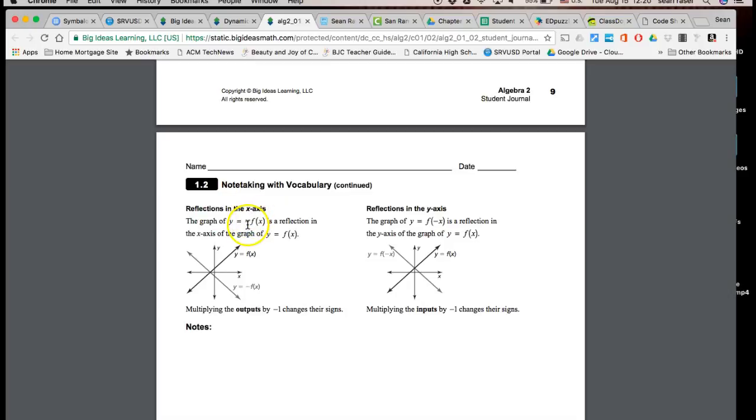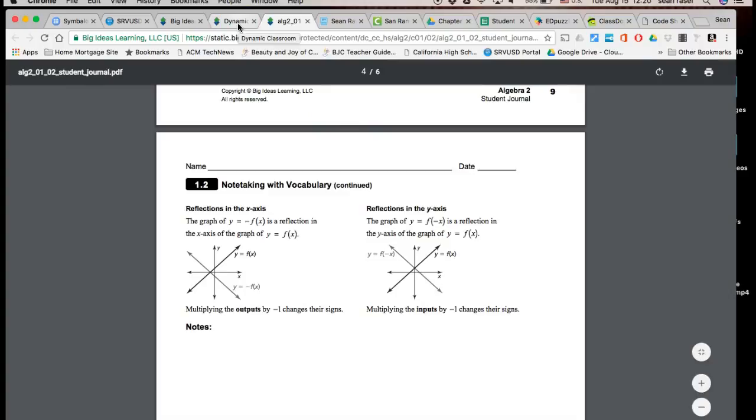So here's a reflection in the x-axis, which means our function flips over the x-axis. So it means we're taking our function and just flipping it. It's like a mirror. We're just flipping it over the x-axis. So if we make our entire function negative, we're going to flip over the x-axis. For the y-axis, if we just make our input negative, we're going to flip over the y-axis. Okay, so simple. X-axis reflection, you make the entire function negative. Y-axis reflection, you make just the input negative.